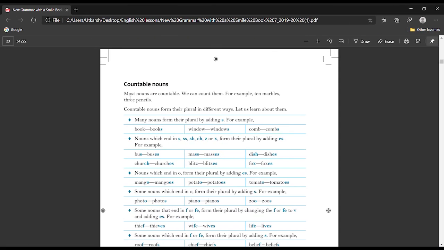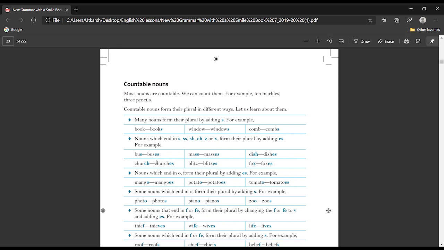Children, these are countable nouns we are going to start with. Most nouns are countable, meaning we can count them. For example, 10 marbles, 3 pencils, 4 toys, 6 bottles, etc. Countable nouns form their plural in different ways. Let us learn about them. Many nouns form their plural by adding s. For example, book, books, window, windows, etc. Nouns which end in s, ss, sh, ch, z, or x form their plural by adding es.